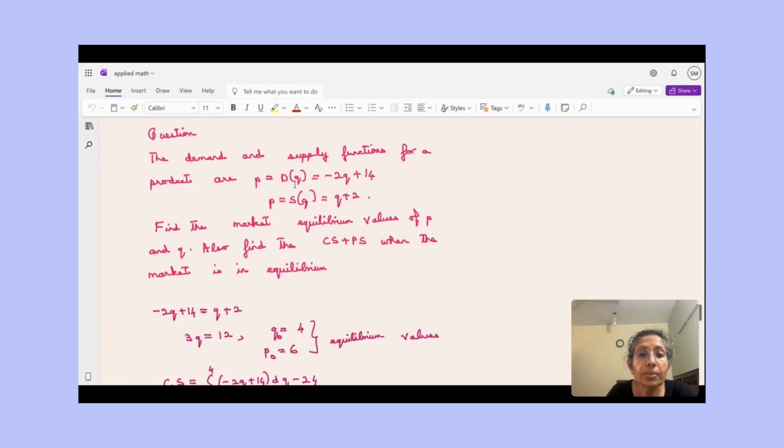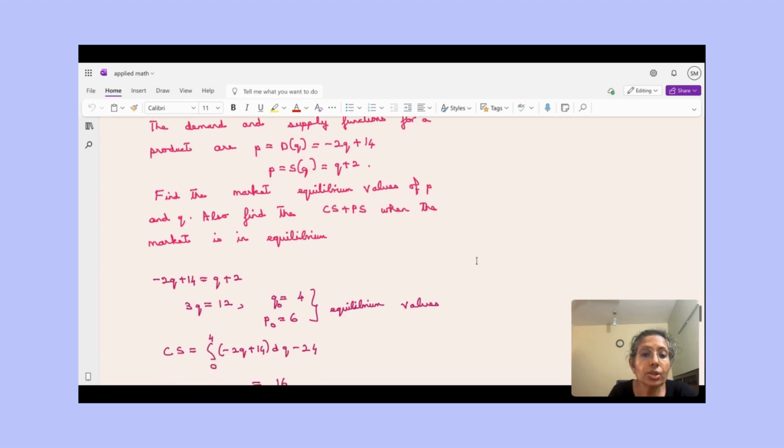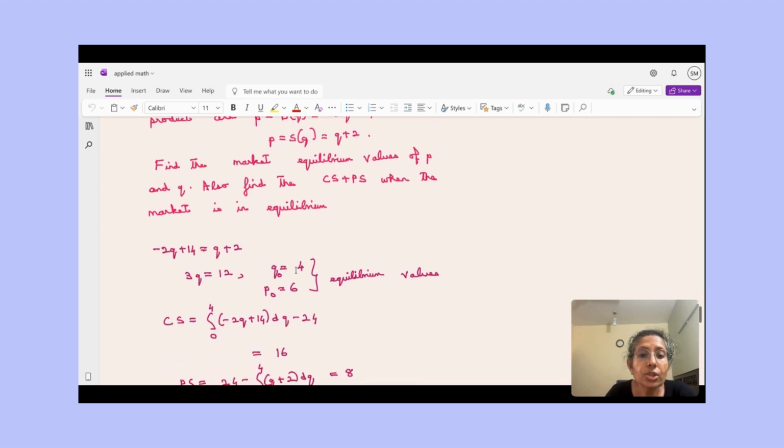So for equilibrium, demand equal to supply. So minus 2q plus 14 equal to q plus 2. So you get q naught is 4, and substituting here you get p naught is 6. So this is your equilibrium value. P naught is 6 and q naught is 4.